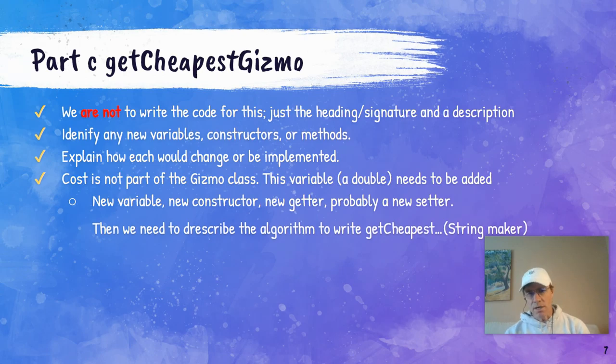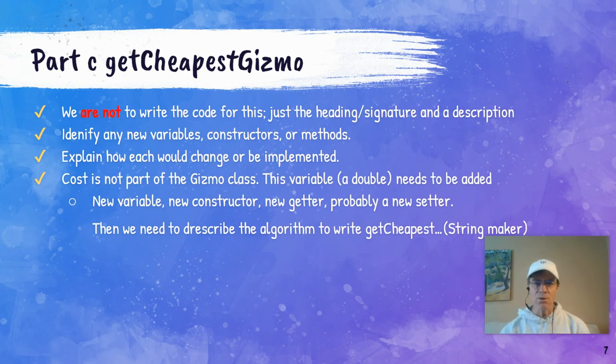Part C, they're asking you to summarize how you would modify the code to create one that is going to find the cheapest element of a given manufacturer. So we're not writing it, we're just summarizing. I think this is the fluff piece. I think that it's hard to do, but there's a lot of variables, a lot of ways of getting points, I think.